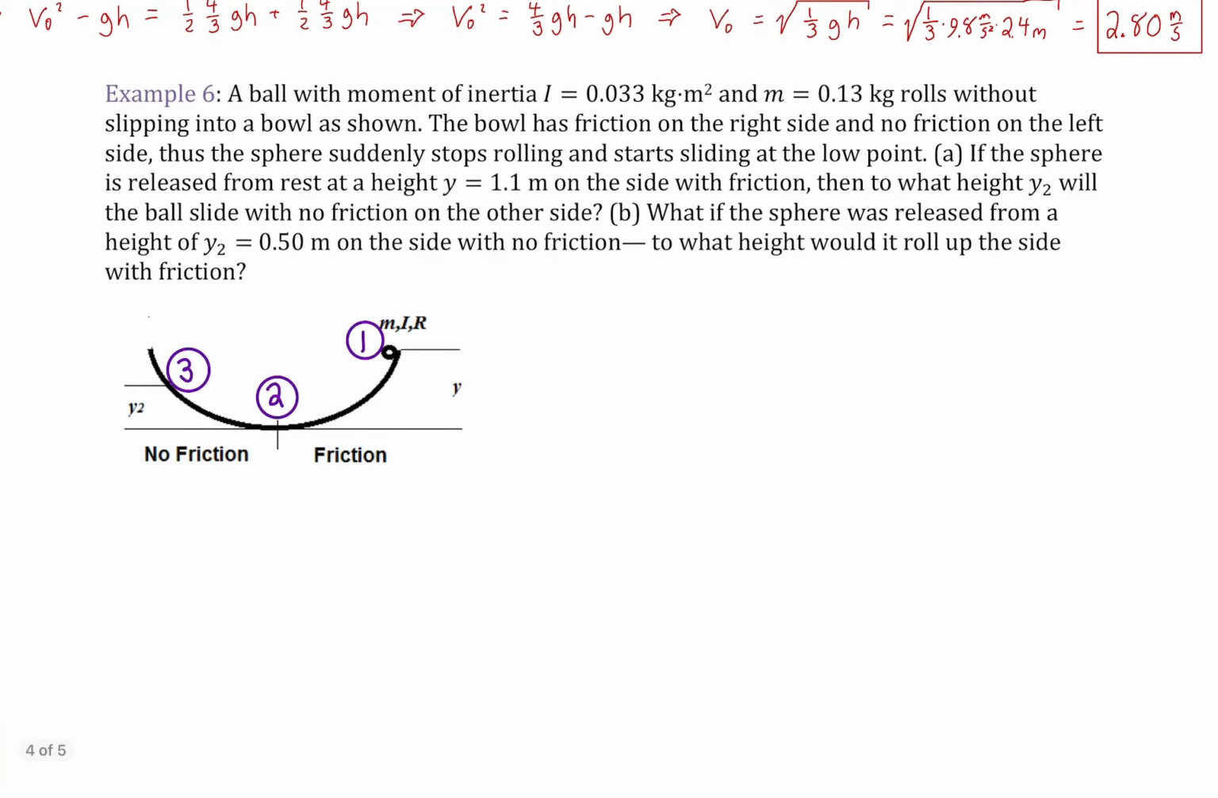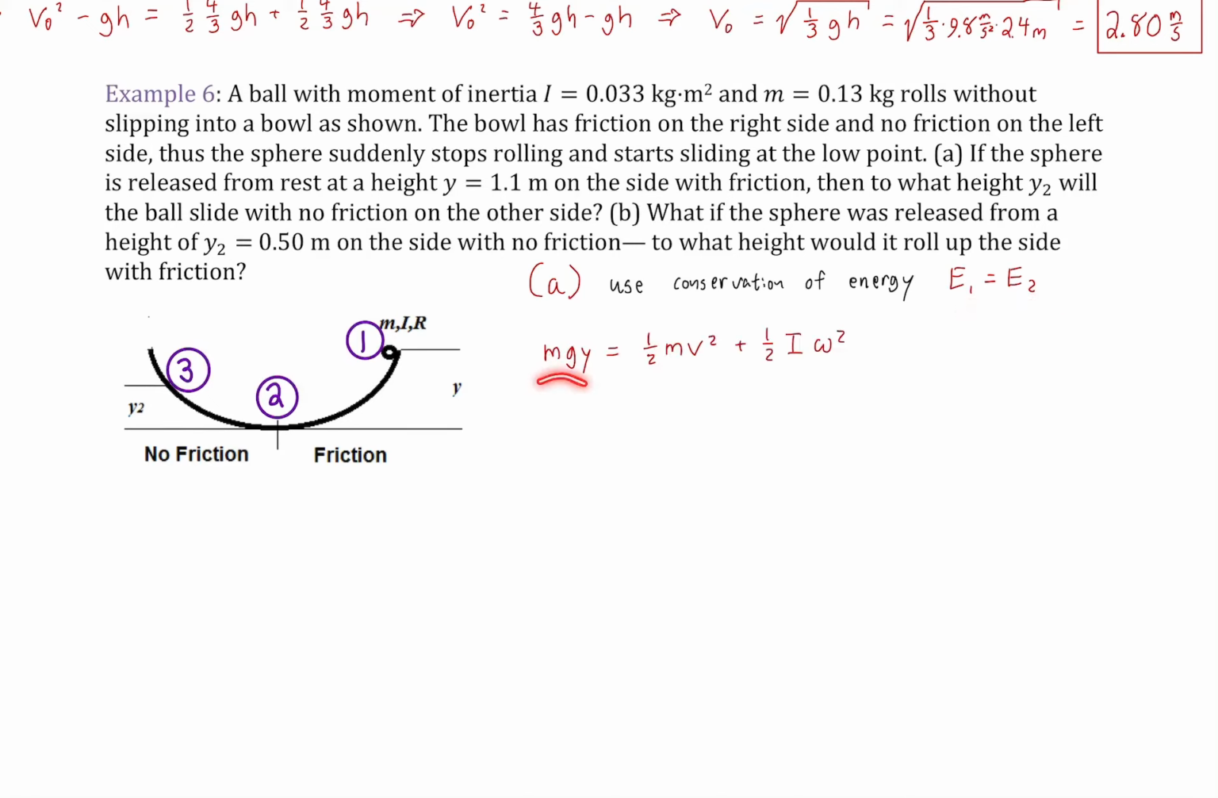Well, it's going to be conservation of energy. There's going to be 3 points. So conservation of energy between point 1, where it's released, point 2, where it transitions from pure rolling to pure slipping, and then point 3, when it's got nothing but gravitational potential energy left. All right? So first use conservation of energy between points 1 and 2.